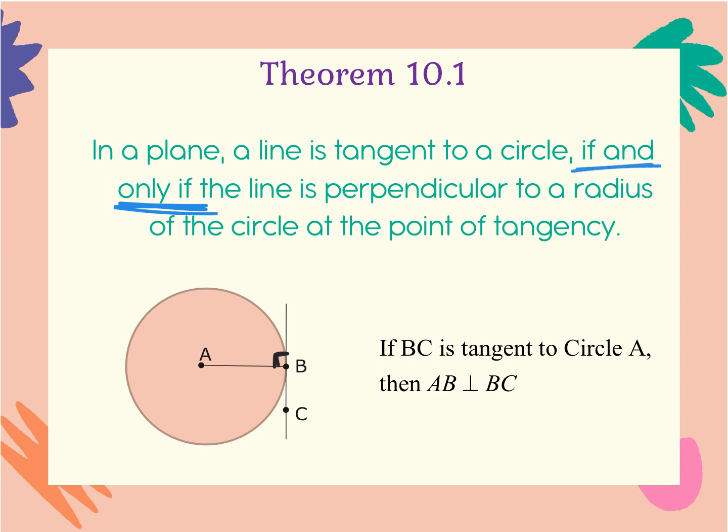So if and only if, you guys remember this type of statement, we saw them in the first semester. But the key part right here is that it's perpendicular to the radius. It's the only way that that line can be tangent.